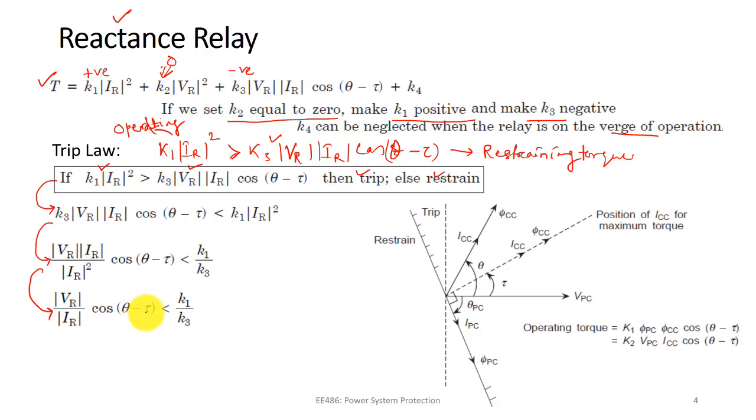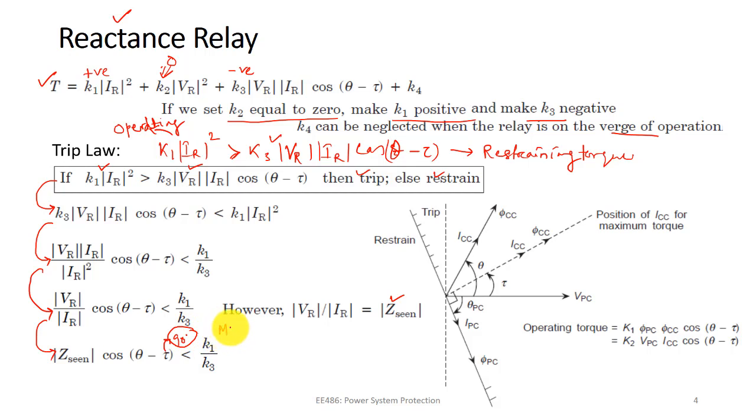So now if I make this tau, that means VR by IR, already we know that this is ZR, which is the impedance seen by the relay, that is Z sin, right? So therefore I can write Z sin cos of theta minus tau less than K1 K3. Now if I substitute this tau as 90 degrees, somehow I can make the MT, that is maximum torque angle, as 90 degree, right? Then what happens?